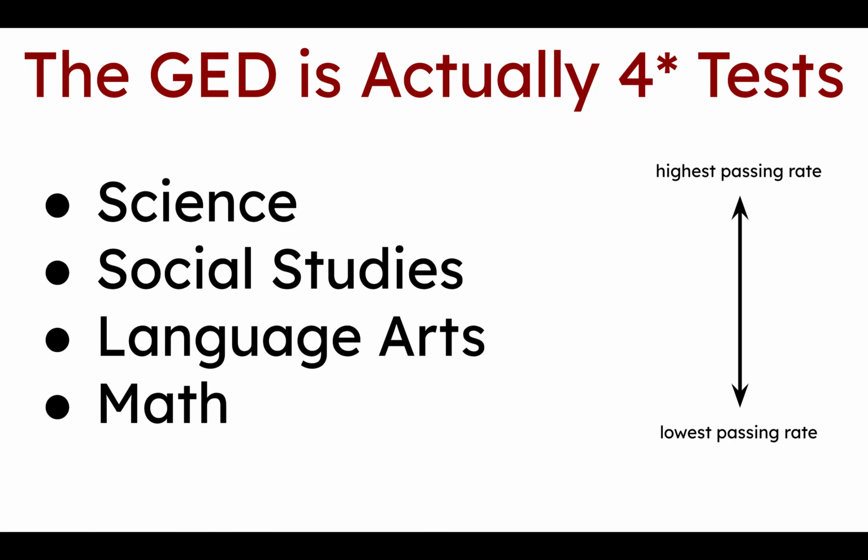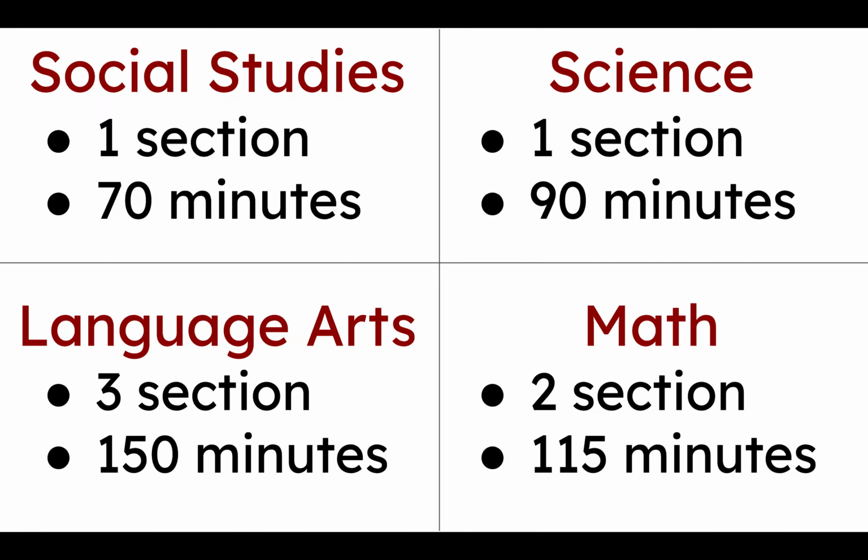The science is supposedly the easiest one. Math is supposedly the hardest one. It might be different for you, of course. These are the 4 tests, how they're broken down. They're all different lengths. The longest one is language arts, which is 2.5 hours. They give you a little break in the middle. That's also the only test you have to do any writing on.